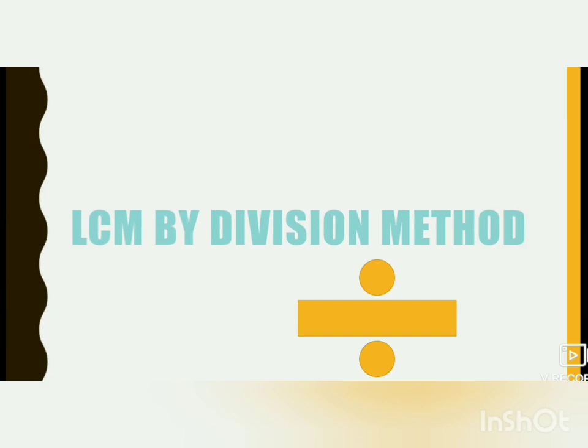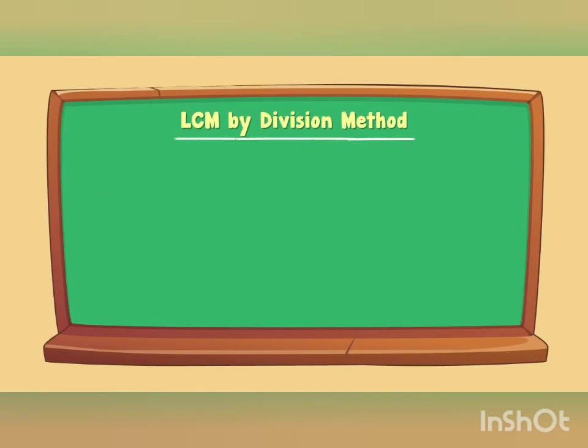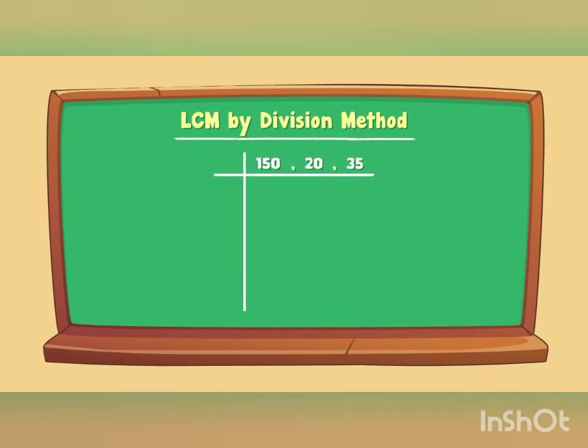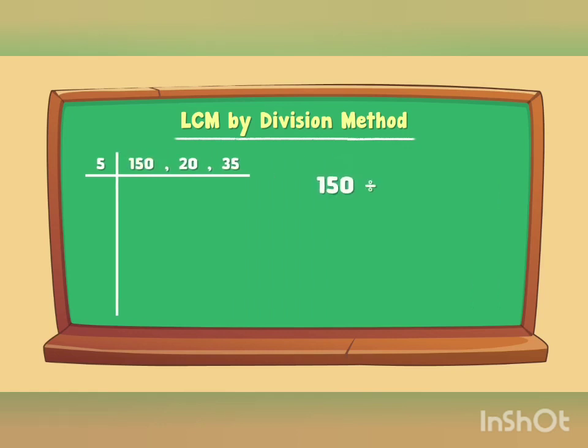LCM by division method. Let us understand this with some examples. To determine the LCM of three numbers 150, 20 and 35, we use the following steps. Step 1. Write the numbers as shown. Divide all the numbers by a prime number which divides at least one of the numbers. Here, 5 is the number which divides all three numbers. When we divide 150, 20 and 35 by 5, we get 30, 4 and 7 respectively.